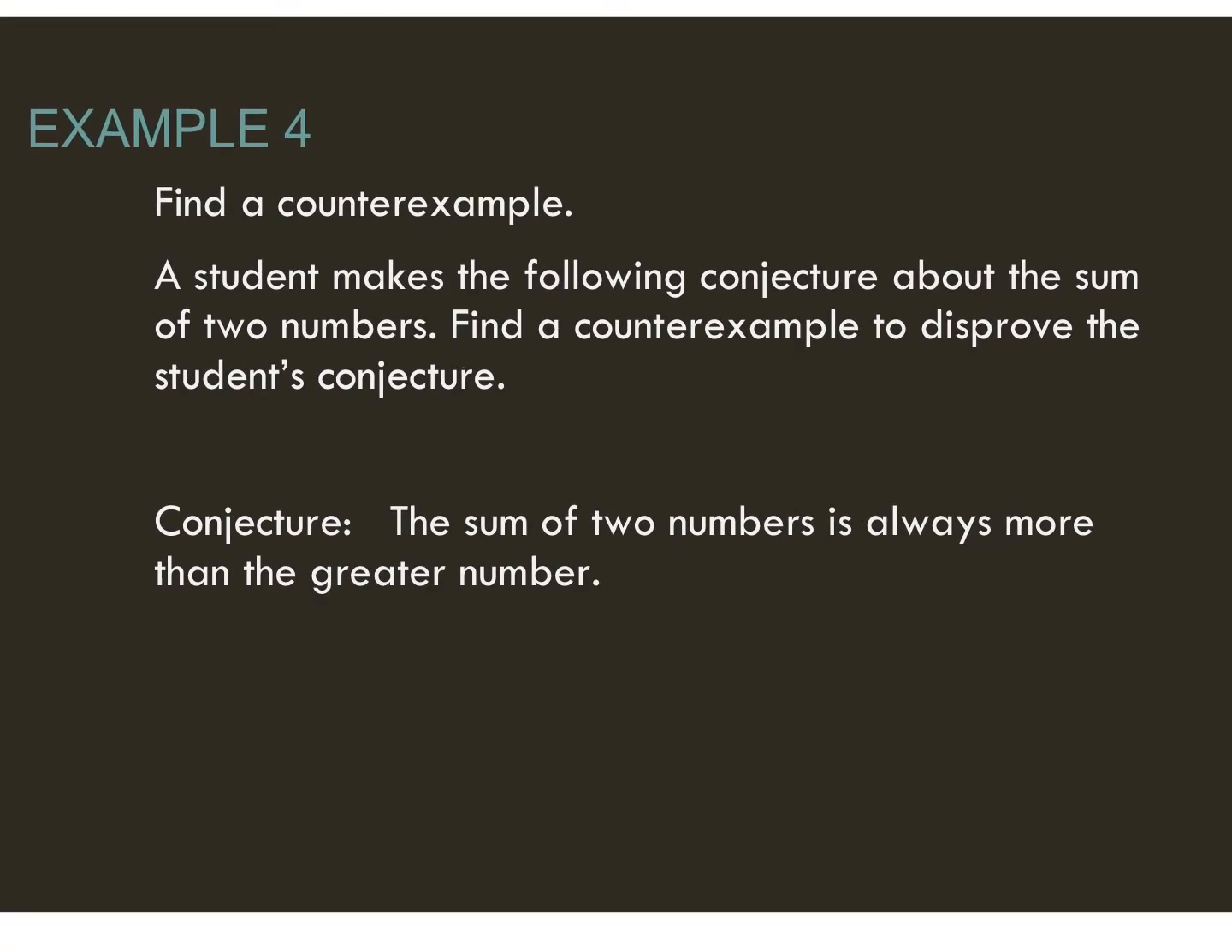Let's find a counterexample for the following scenario. A student makes the following conjecture about the sum of two numbers. Find a counterexample to disprove the student's conjecture. Their conjecture is the sum of two numbers is always more than the greater number. Are there two numbers you can think of that would disprove this statement? Ronnie? -3 plus 1. What do we get there? -2. What was the greater number in these two numbers? 1. It was 1, right? Is negative 2 bigger than 1? No. So this is a good counterexample.